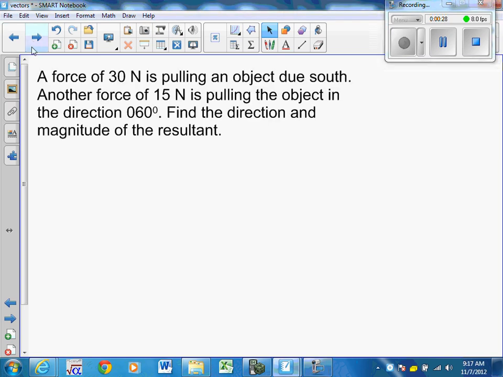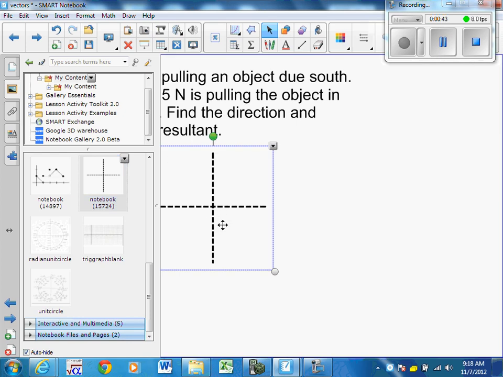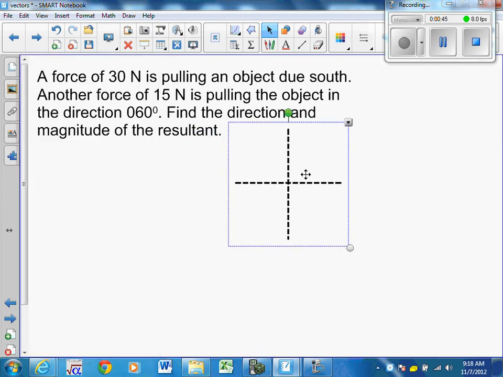So here's our first problem. A force of 30 newtons is pulling an object due south. Another force of 15 newtons is pulling the object in a direction of 60 degrees. Find the direction and magnitude of the resultant. Now, as with all these problems, one of the most important things is our picture.